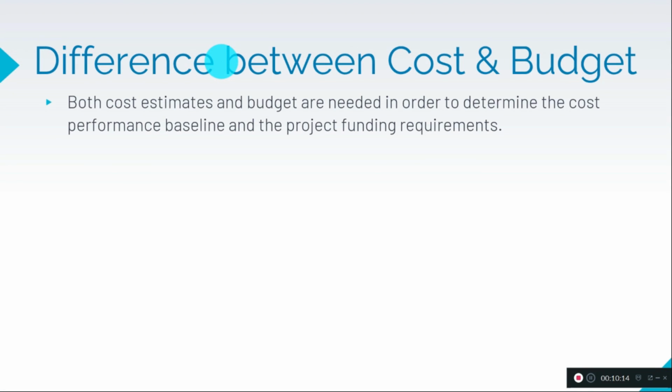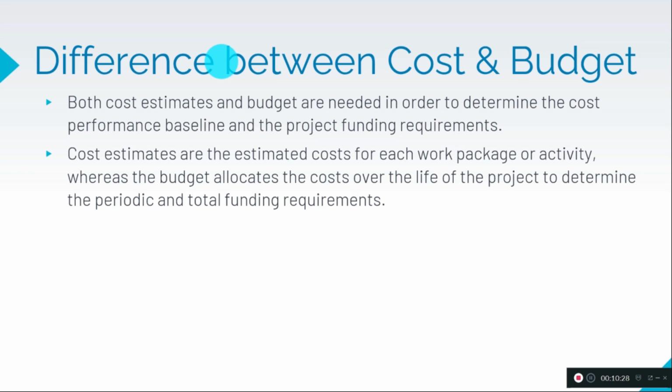So in summary, both cost estimates and budget are needed in order to determine the cost performance baseline and the project funding requirements. Cost estimates are the estimated cost for each work package or activity, whereas the budget is the cost required for the project to be completed and the funds that need to be released by the organization in a periodic way.